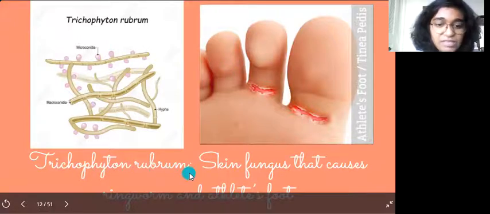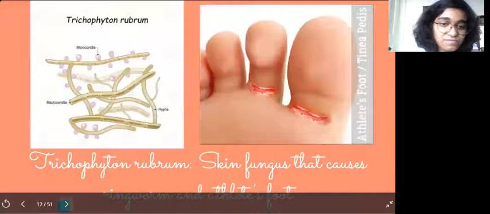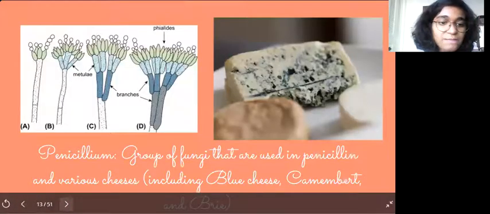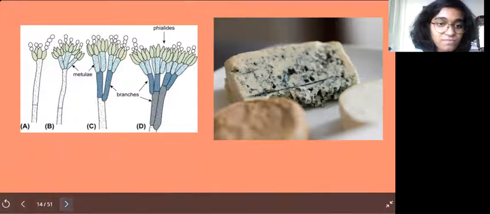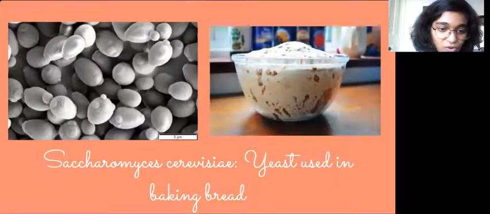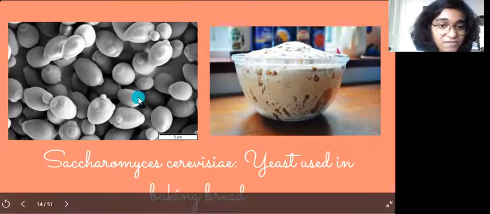Trichophyton rubrum, the skin fungus that causes ringworm and athlete's foot. Penicillium, a group of fungi that are used in penicillin and various cheeses, including blue cheese, Camembert, and Brie. Saccharomyces cerevisiae. It is the yeast used in making bread. This is the scientific picture, and this is how bread is made. If you know how to make bread and have baking powder, then you must know about this yeast.